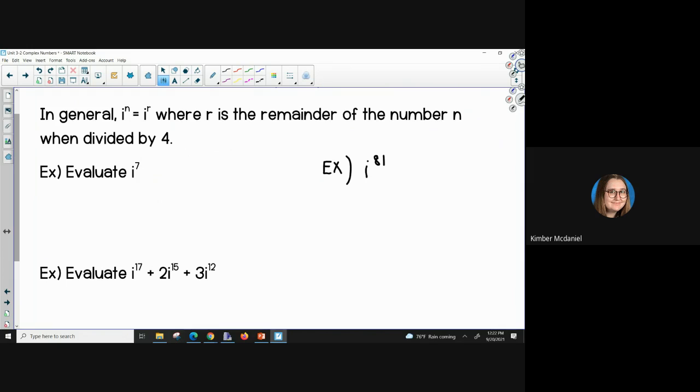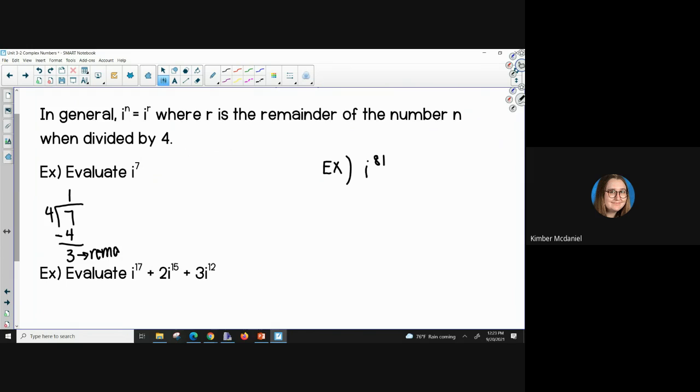So in order to evaluate i to the 7th, we're going to take that exponent of 7 and divide it by 4. Now, how many times can 4 evenly go into 7? Once. So hopefully you remember we put 1 up top. You multiply that by 4, you subtract it, and our remainder would be what? 3. I want you to make a note that that's your remainder.